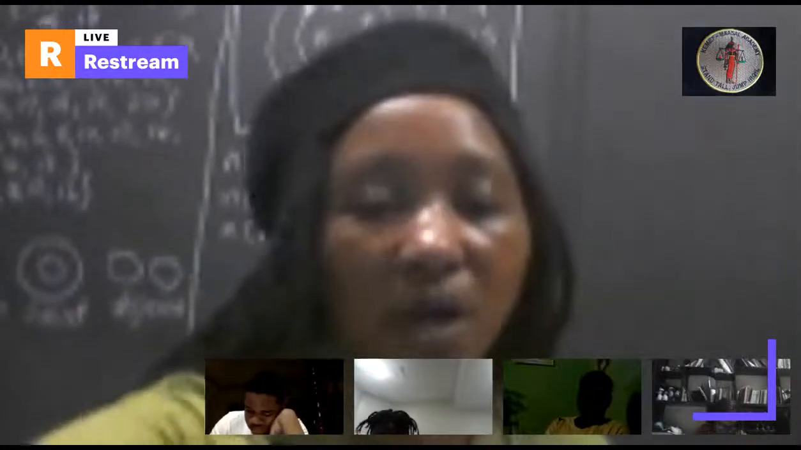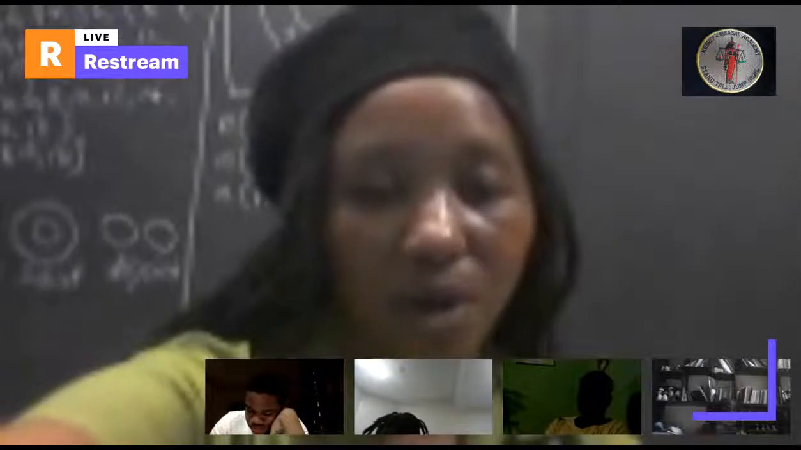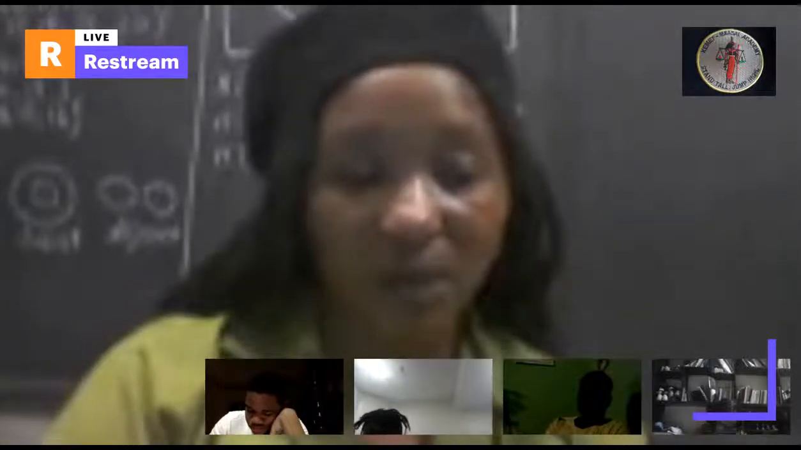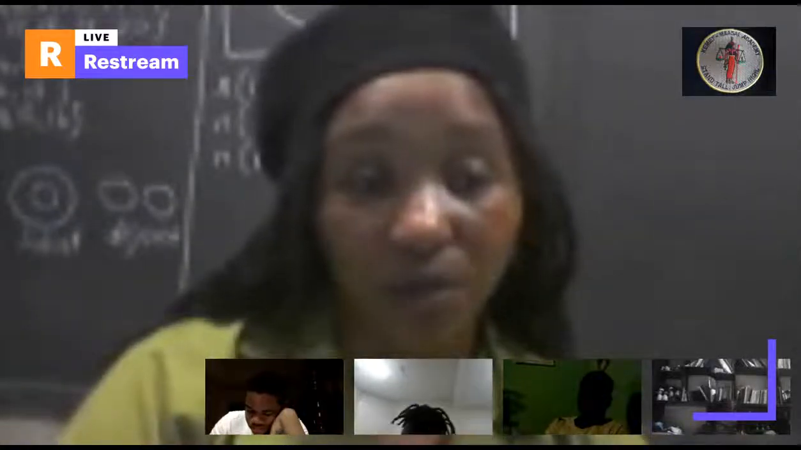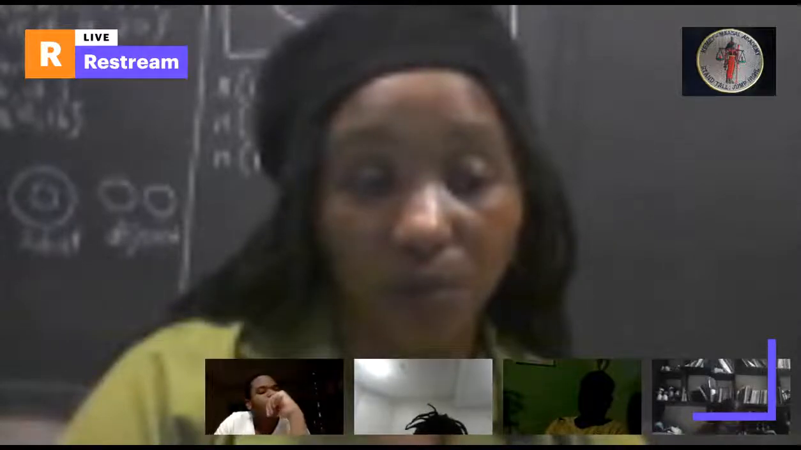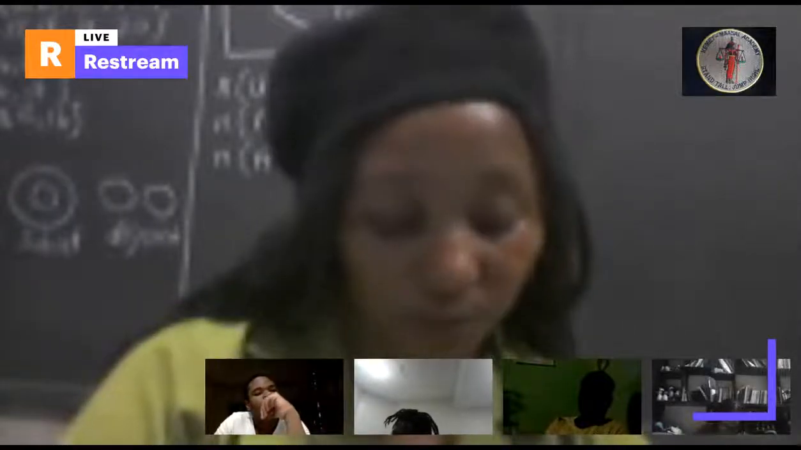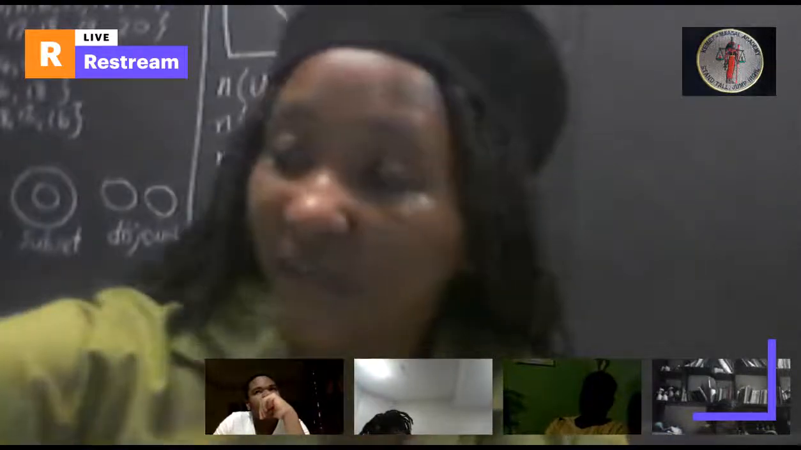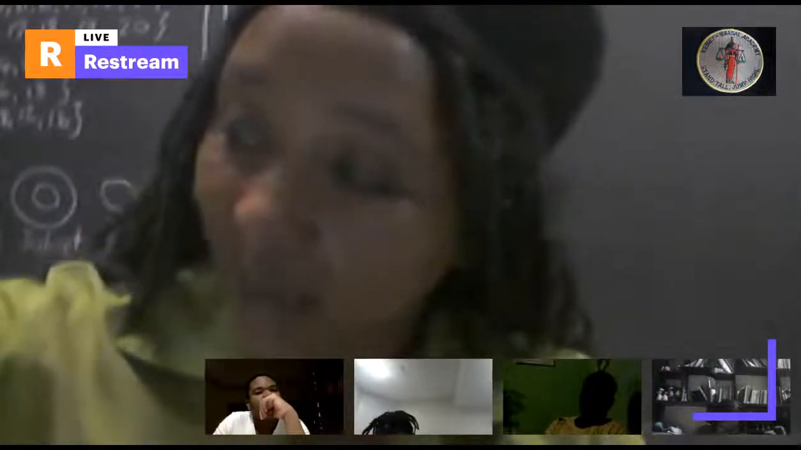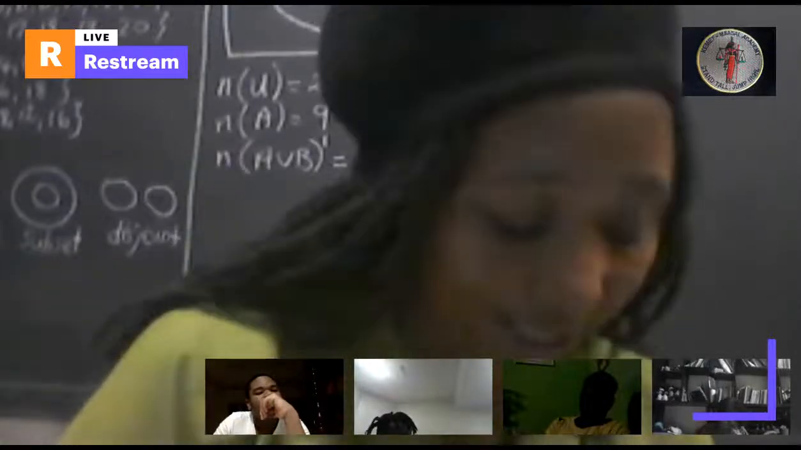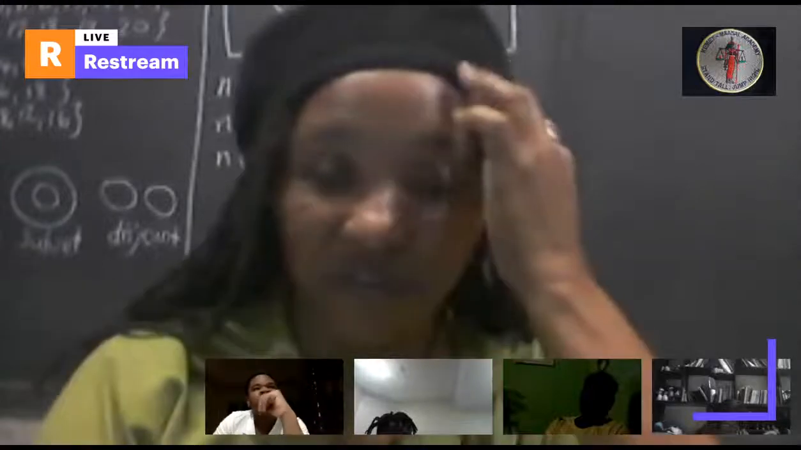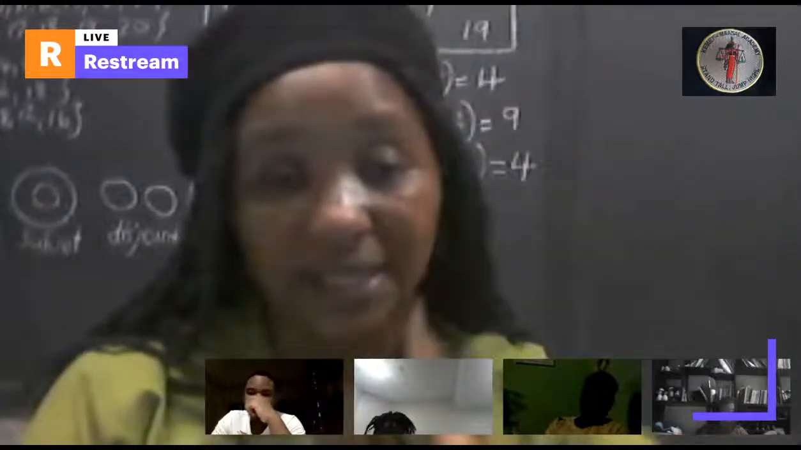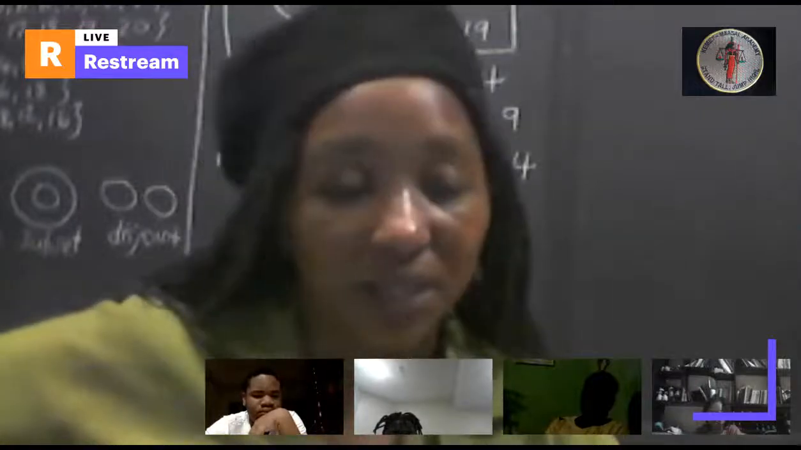No. But the constraint is that the number in A is equal to the number in B. That's the major clue in this question, and that's what you're going to use to find X. If the number of elements in A is the same as the number of elements in B, can we use that to find X, the intersection, and then to find what is in A only and what is in B only?